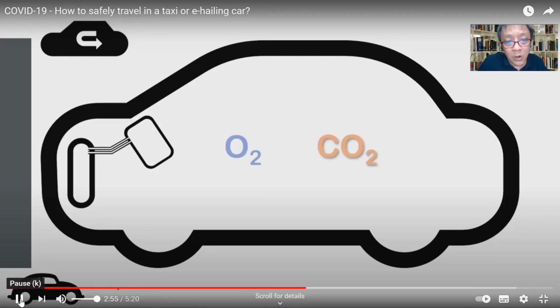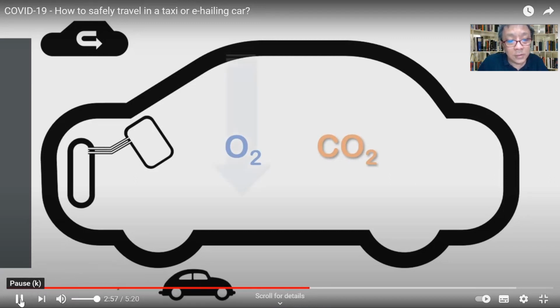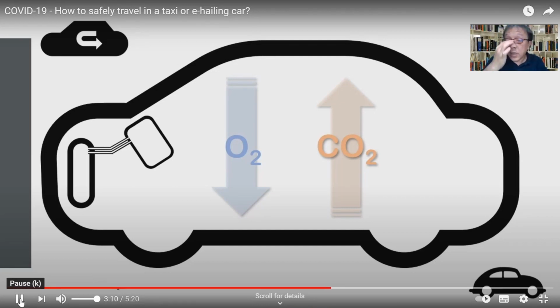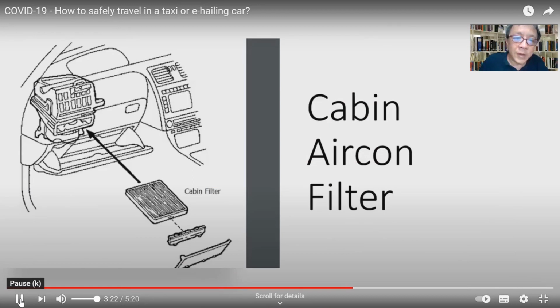Okay, if you're traveling a long distance, staying for more than an hour, the oxygen will come down and the carbon dioxide will go up. This is because there's no fresh air coming from outside. That's why you will feel tired on a long journey. So the idea is that you need to turn off the button after around 45 minutes in your car.